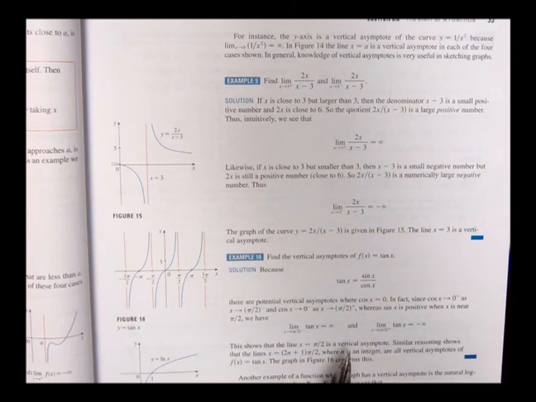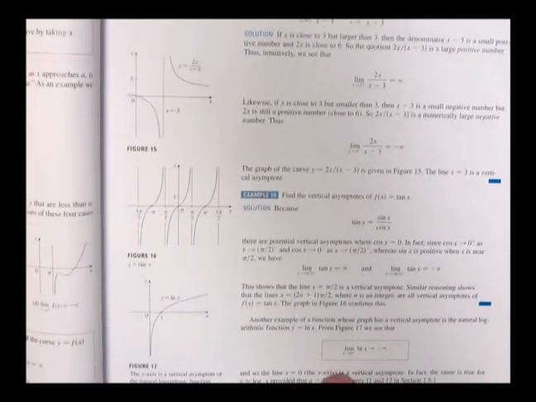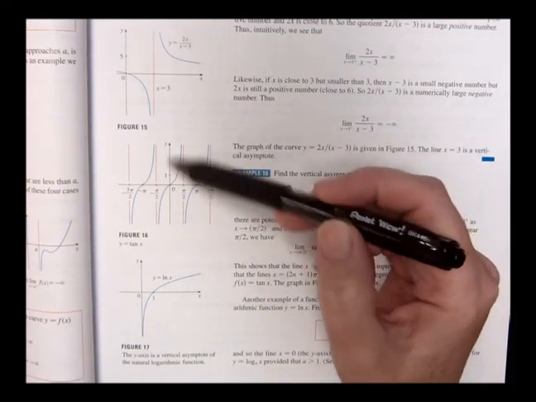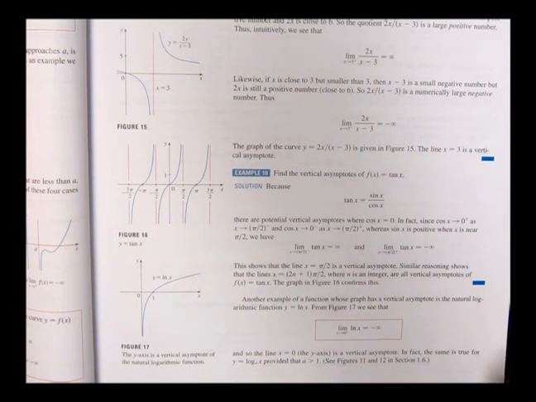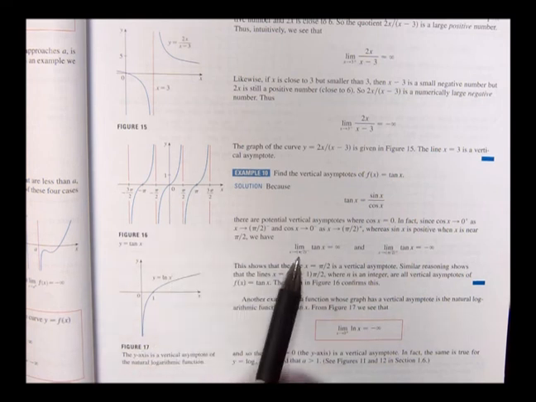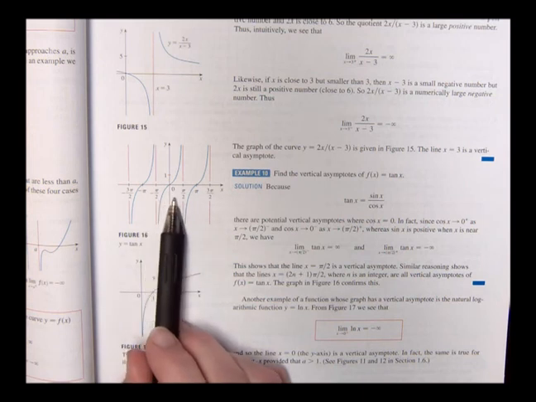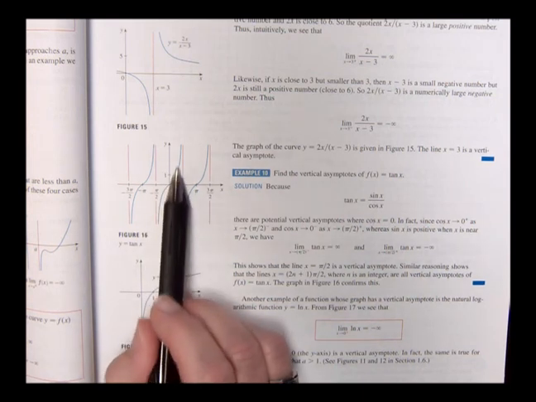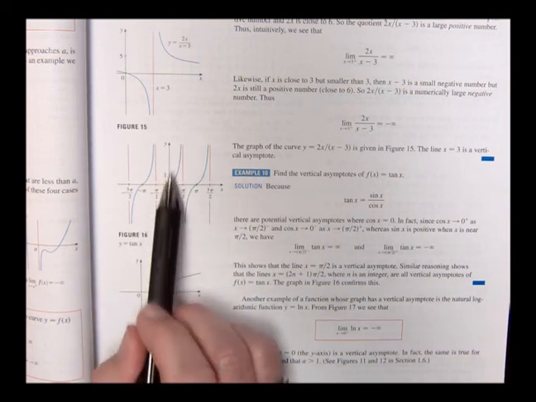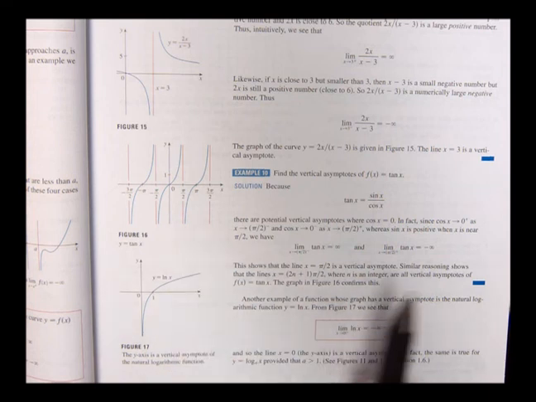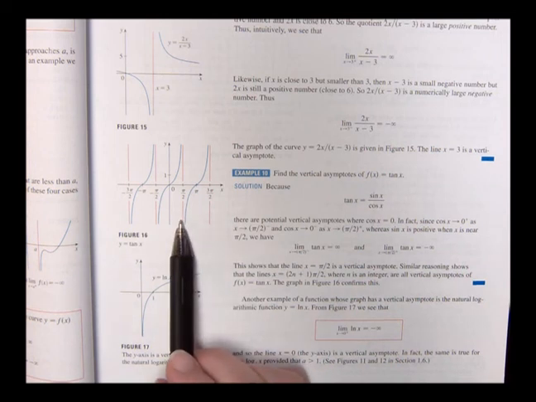Another function that's similar to that would be the tangent function. We have all these vertical asymptotes. And if we look at the tangent, let's say here at pi over 2. Let's look at it coming from the left. As it comes from the left, it's going to get to positive infinity. Comes from the right, negative infinity. And you can see that will repeat.